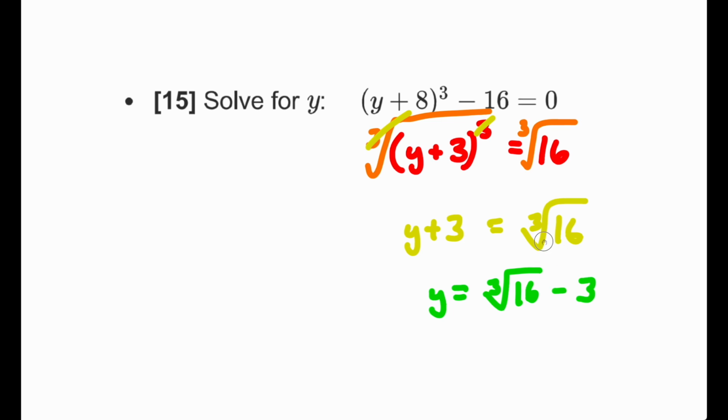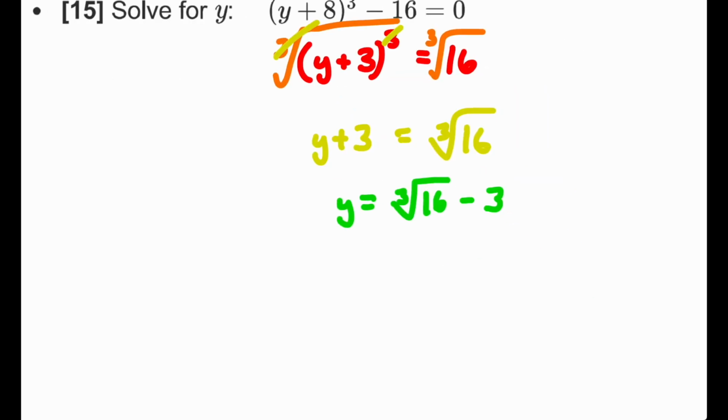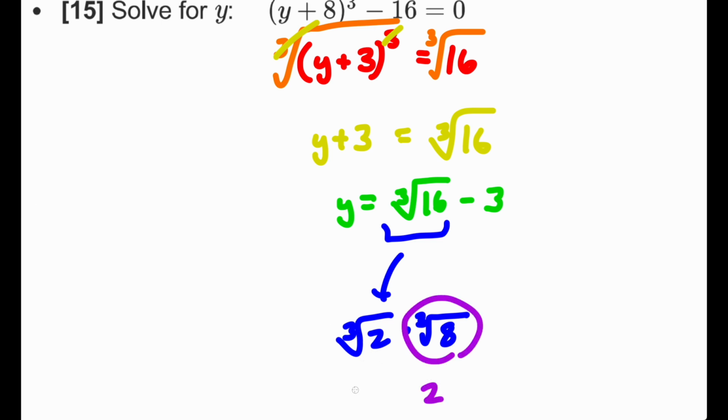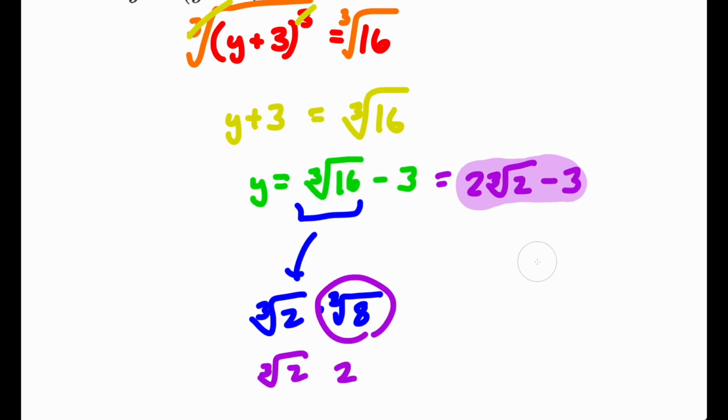Now, there is a perfect cube in the 16, and that would be an 8. So really what you can do, this part right here, you can break this down into the cube root of 2 times the cube root of 8, because 2 times 8 is 16. Well, the cube root of 8 is 2. So this becomes a 2 right here, and then it's times that cube root of 2 as well. So another way of writing this answer would be 2 cube root of 2 minus 3. That would be the fully simplified answer for this one. That's because the cube root of 16 does have a perfect cube in there because it has that 8, because 2 times 2 times 2 is 8. So that would be the final answer there.